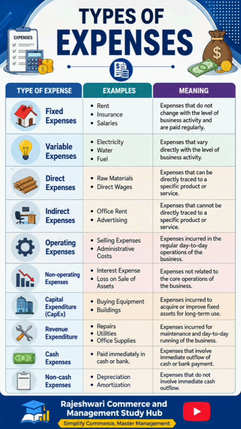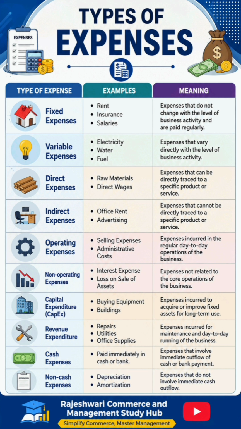Cash expenses, expenses which you have paid immediately for the outflow of cash or bank payment whatever you have done, paid immediately in the cash or bank. Non cash expenses are where you are not paying immediately, that is depreciation, amortization. Here it reduces the value of the asset, but you have not paid any cash for it.